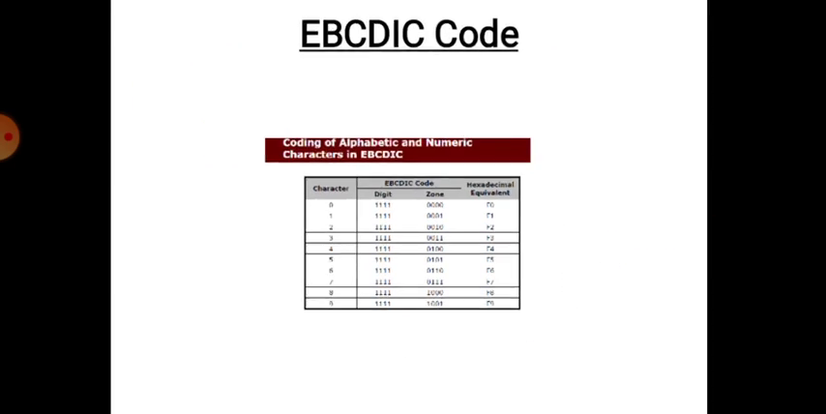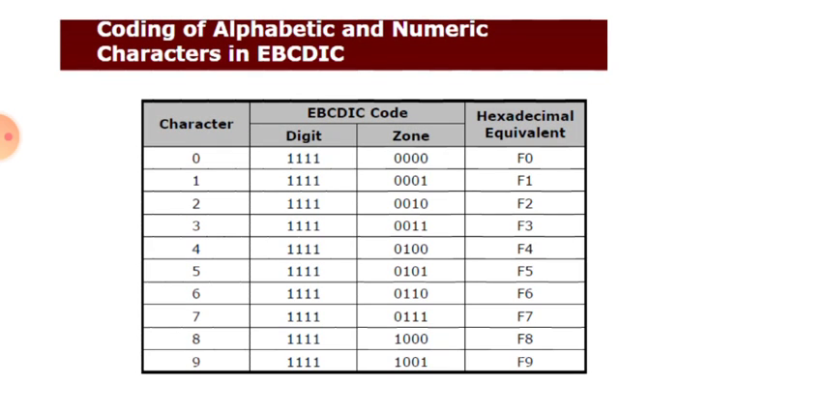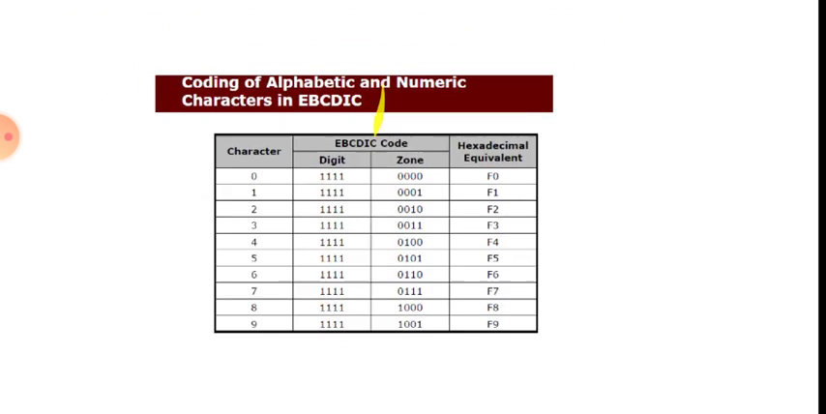Now you can go through the numbers. You can just see how numbers are represented, from 0, 1, 2, 3, 4, 5, 6, 7, 8, 9. So in EBCDIC code, in the digit and in the zone bits, you can just see how they are represented. You can write this down in your notebook.